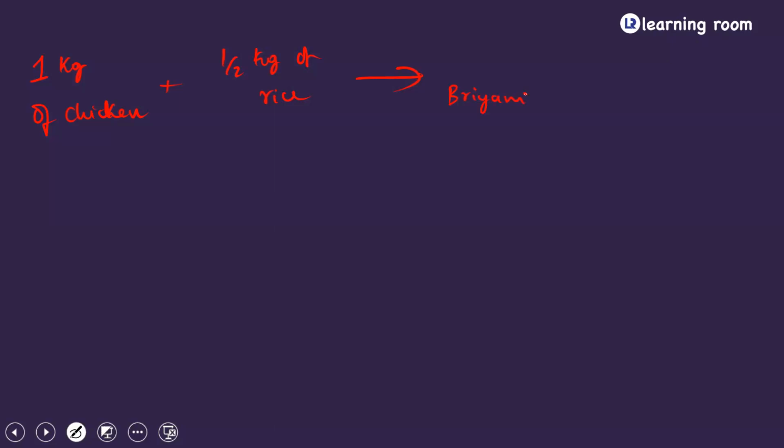Ma'am, 1 kg. 1 kg. Excess are evna vena irukku. 1/2 kg rice ku evlo kg meat ve.